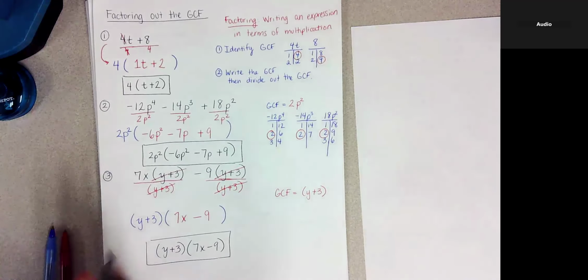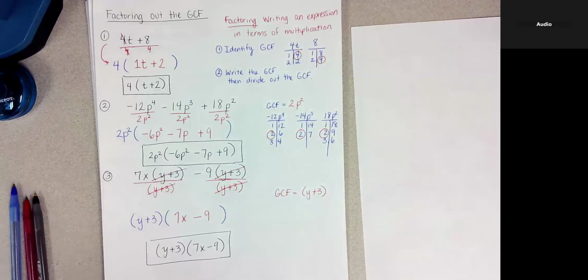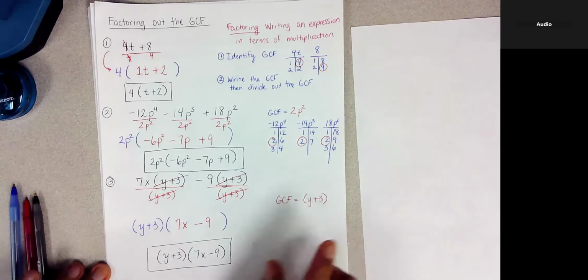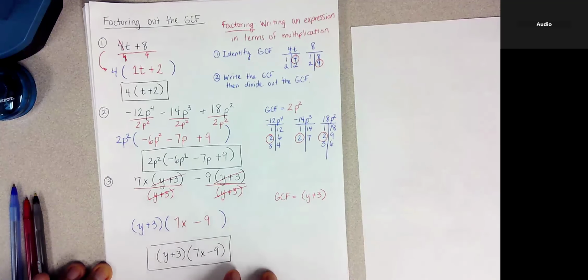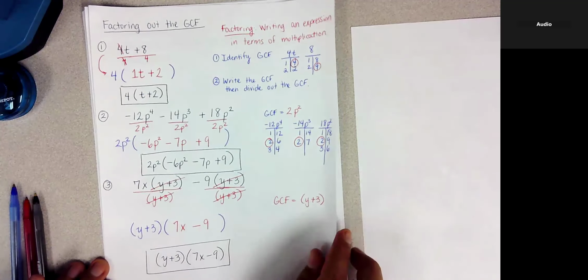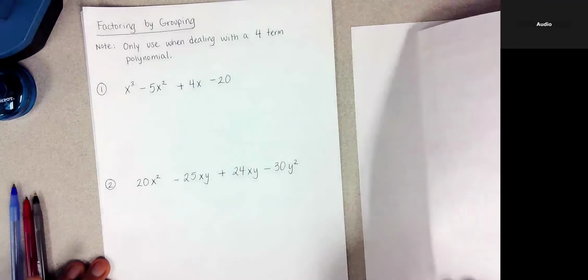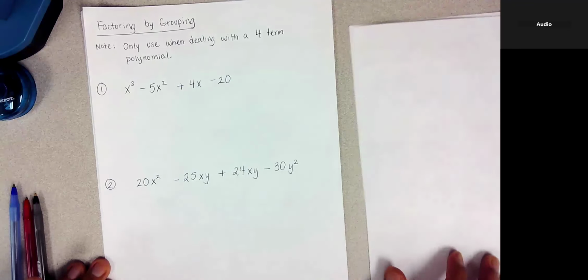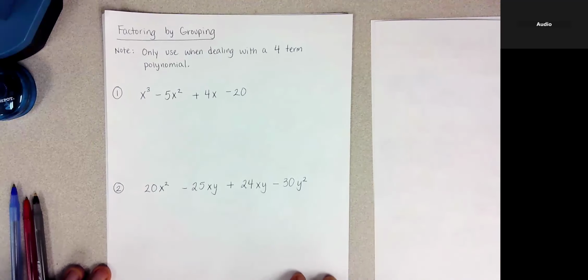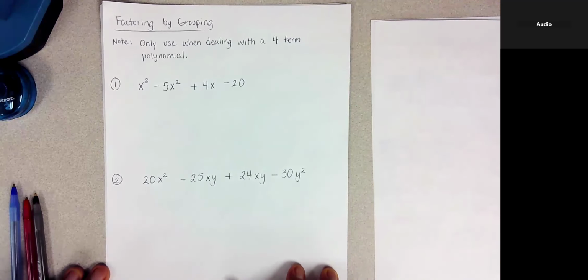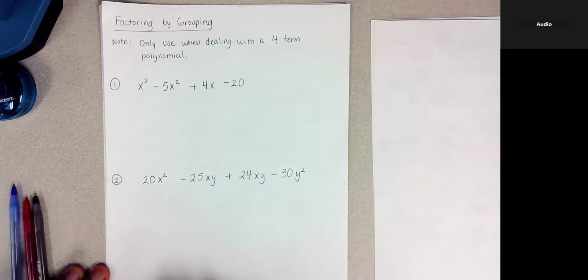Okay, so if you need to pause the video, you can pause the video here, let that sink in. But you have to understand how to factor out the GCF in order to understand the next factoring technique, which is factoring by grouping. Okay, and the reason why I say that is because factoring by grouping is in some ways just repeatedly factoring out the GCF.